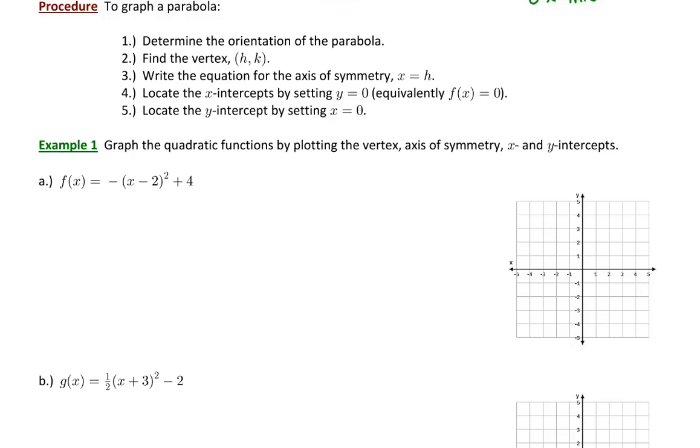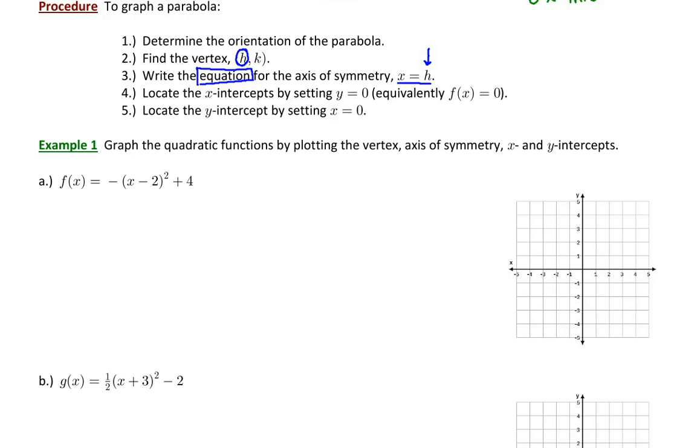Once I know the vertex, it's convenient then to write the equation for the axis of symmetry, because the x-coordinate of our vertex also shows up in the equation for the axis of symmetry. Also, it's important to remember that the axis of symmetry is a line, so we want to describe the line with an equation. I don't want to say h is the axis of symmetry. We want to say x equals h. That describes a vertical line.